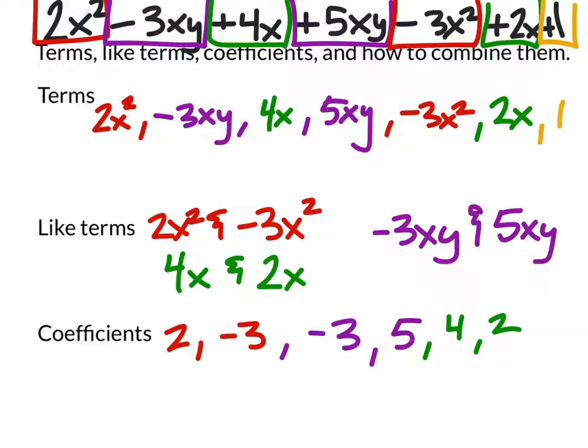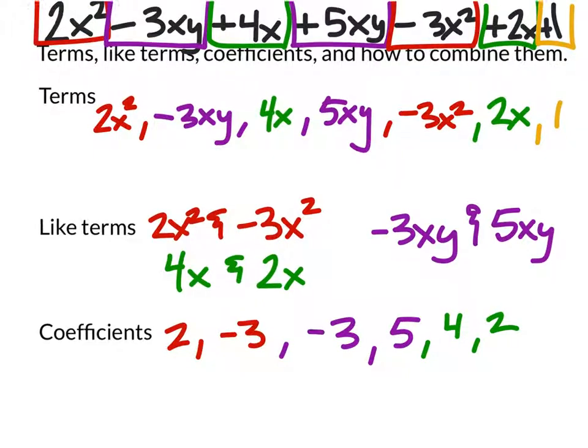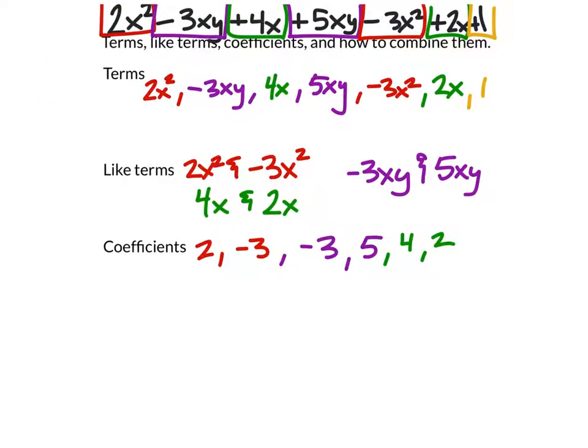So why is this important? Well, we're going to be simplifying expressions in this section, and we have to be able to identify the like terms to combine them. So for example, if I wanted to simplify that expression above, then I would look at my like terms. I've got those x squareds in red, right?